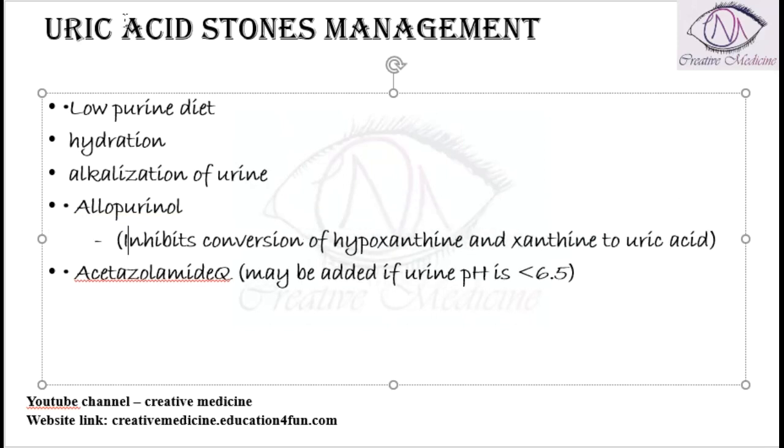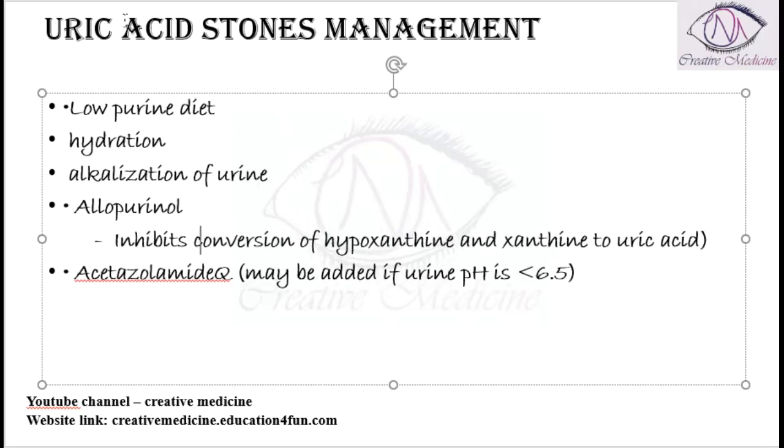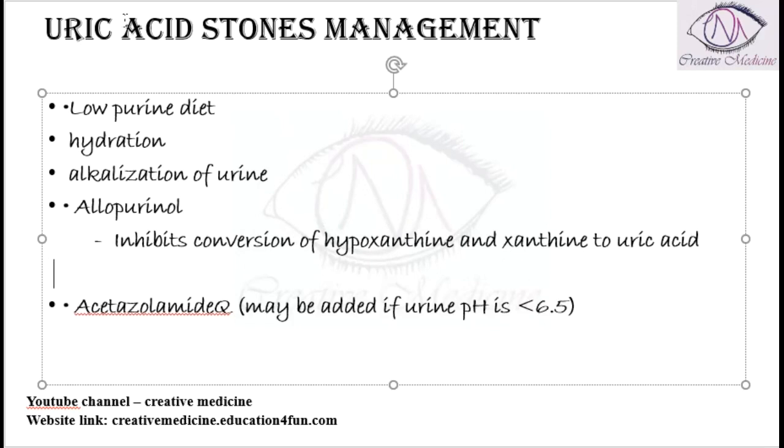We can give the drug allopurinol. Allopurinol inhibits the conversion of hypoxanthine and xanthine to uric acid, and thus there is decreased production of uric acid. So you can use allopurinol in uric acid stone management.